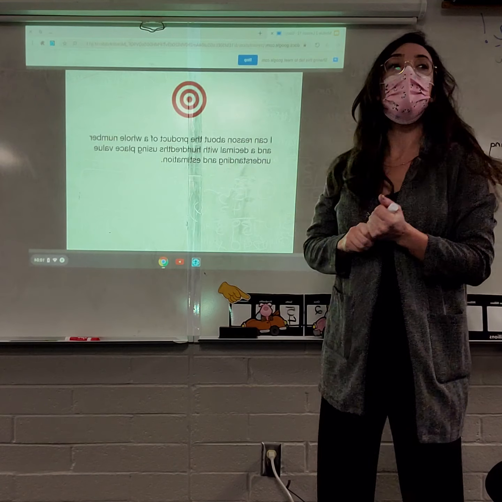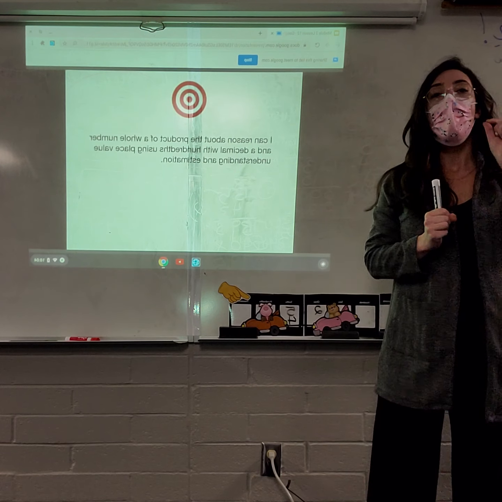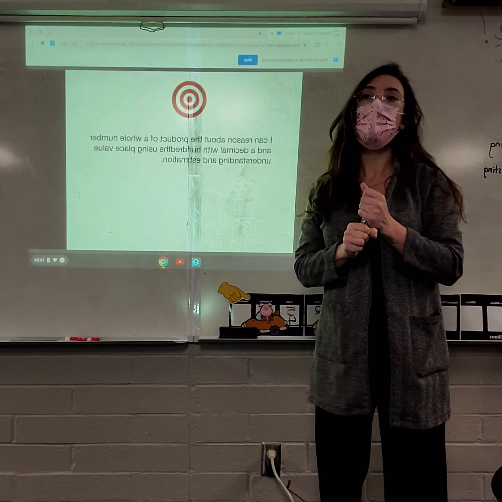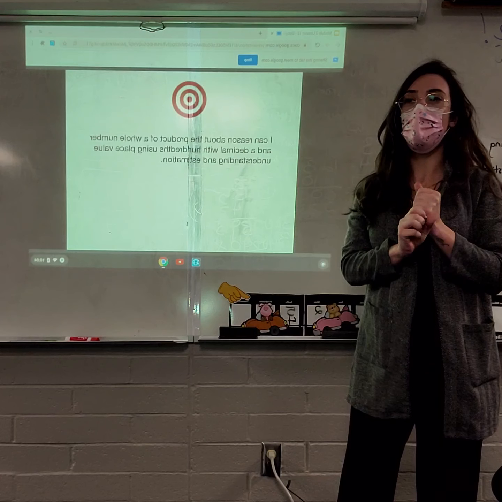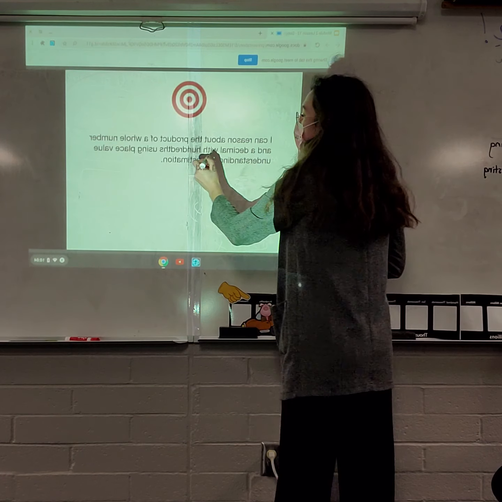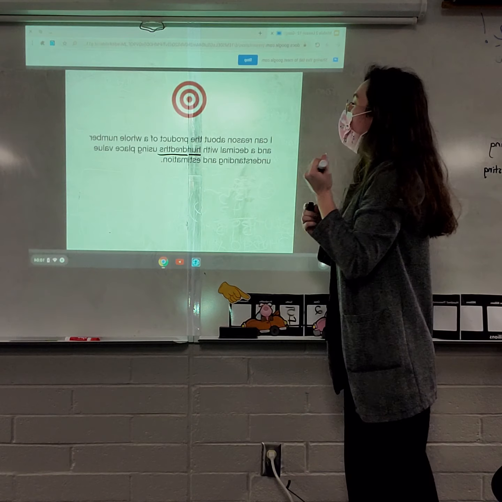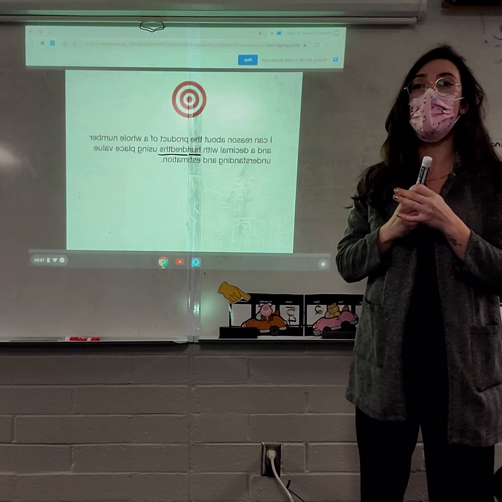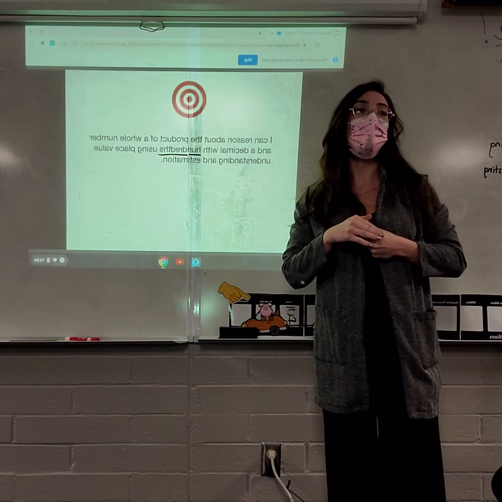What is different about this learning target? Can anyone pinpoint that detail? Go ahead again for me. We're using hundredths. Thank you for catching that, Cheyenne. Last time we were using tenths. So now we're looking at the hundredths place value.